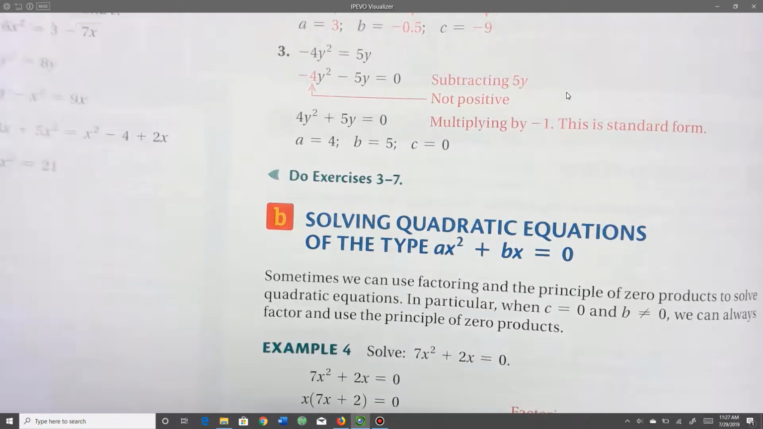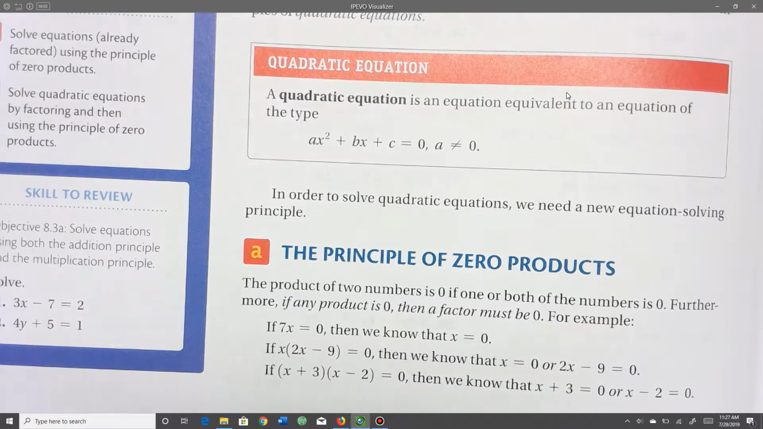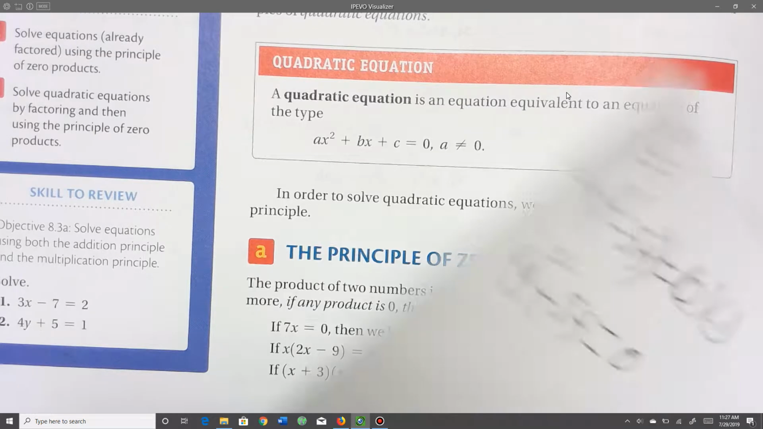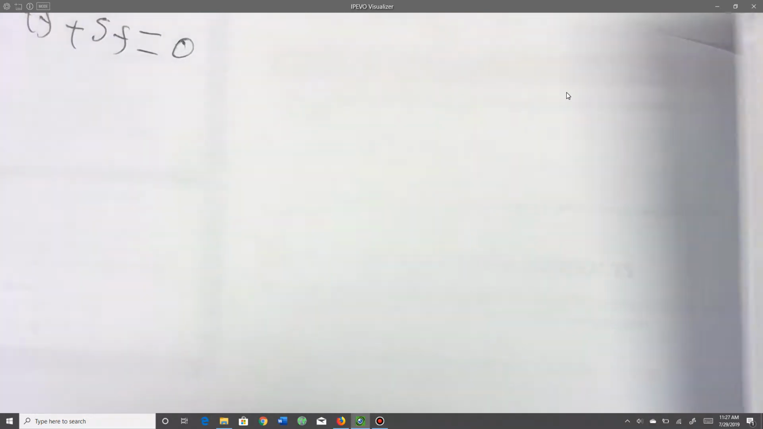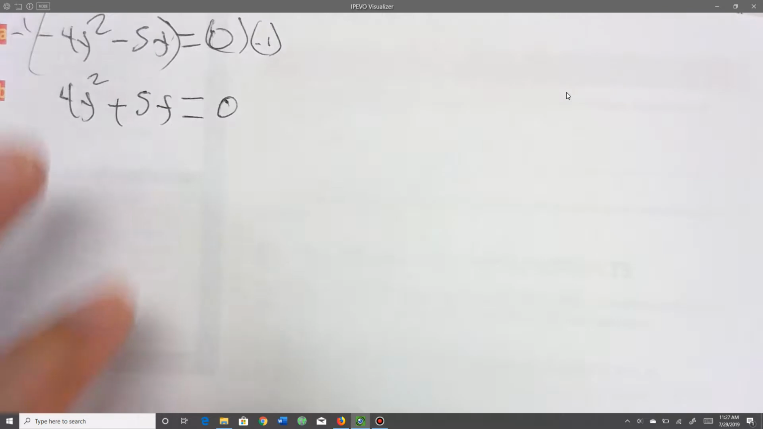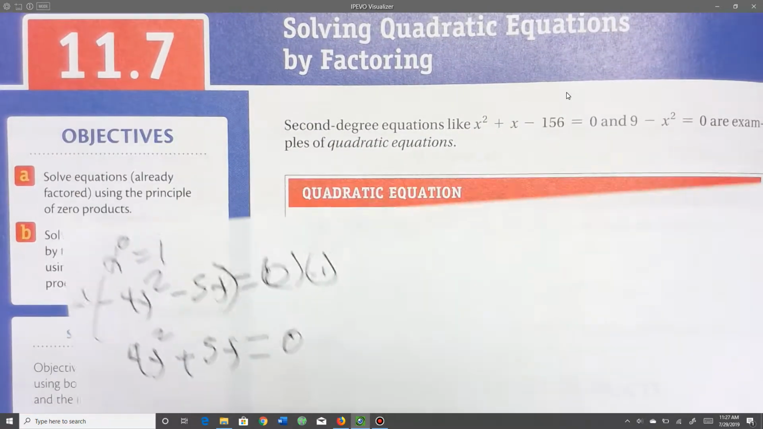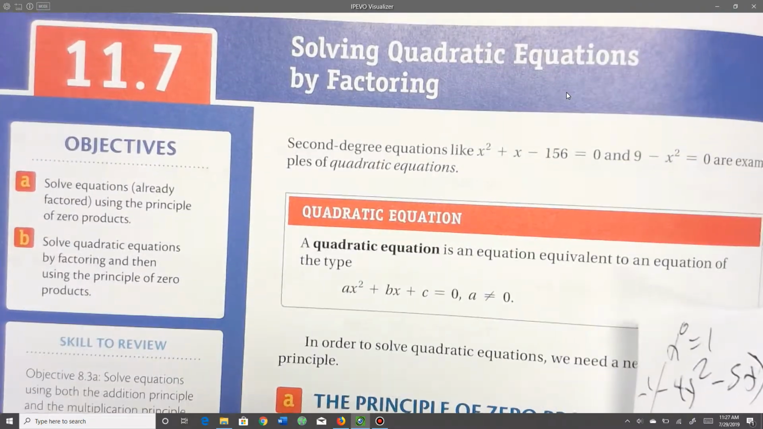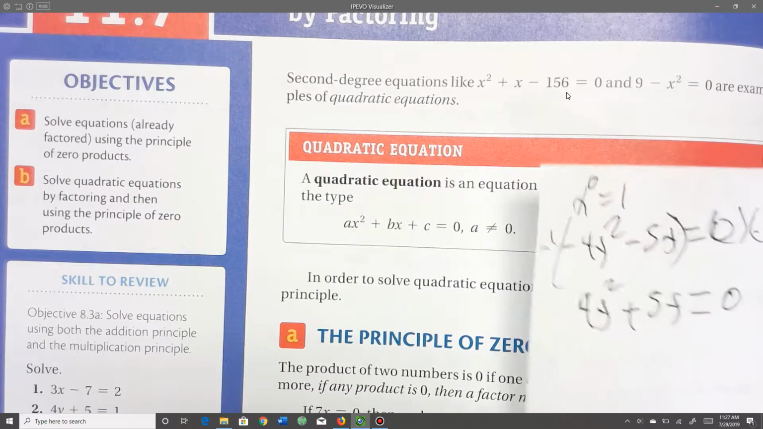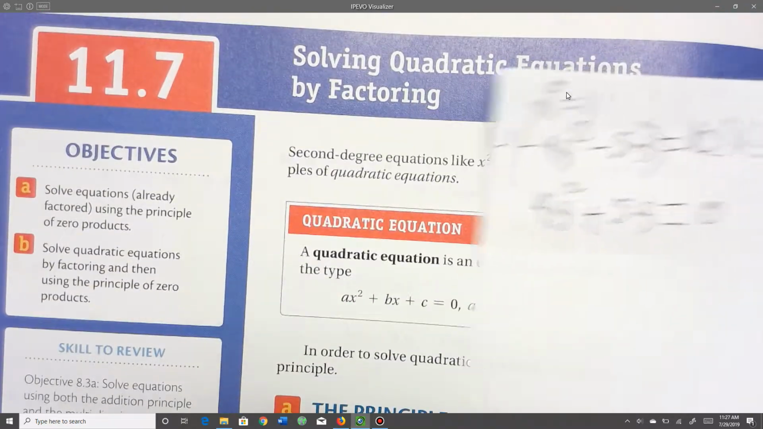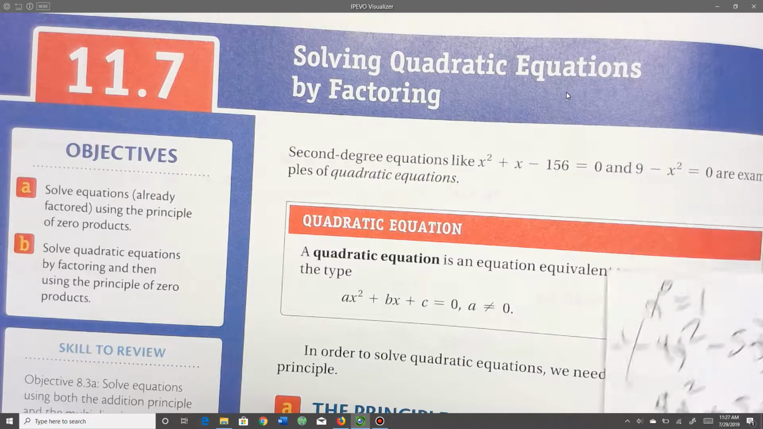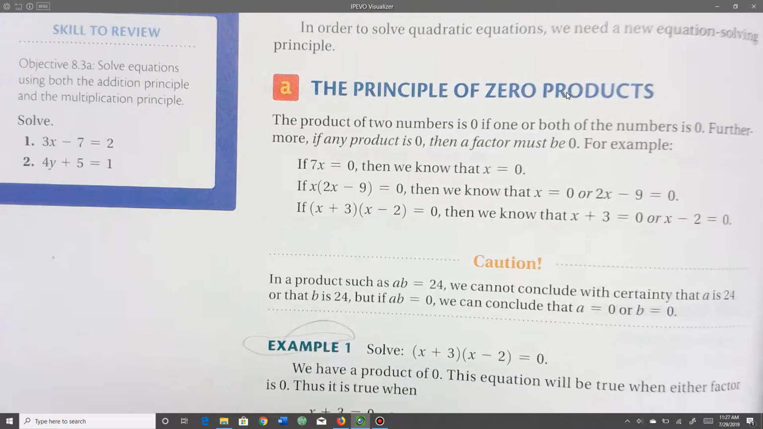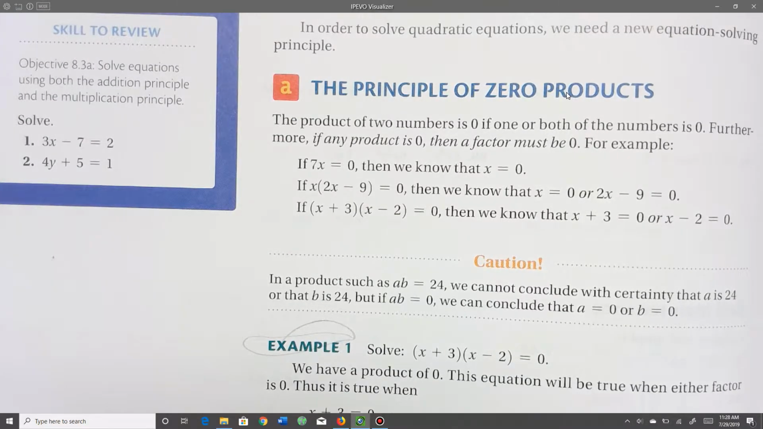Because we want to solve by factoring, and now I'm moving to section 11.7, just so you know where I am. And we are trying to solve quadratic equations by factoring. We already know how to factor quadratic equations, and all we have to do now is solve for x.